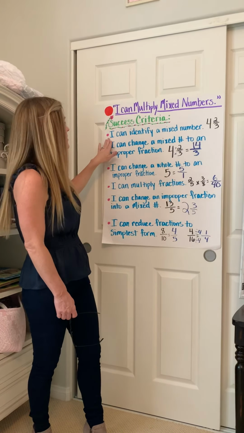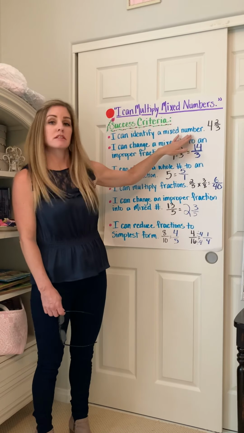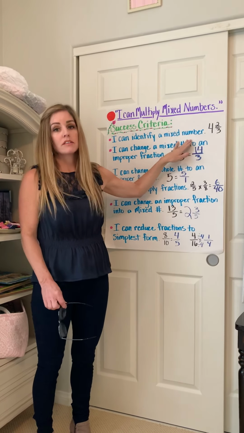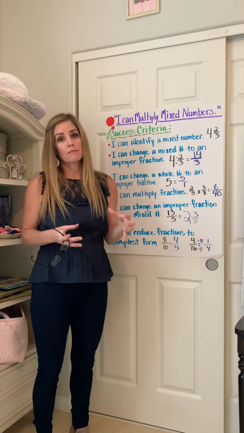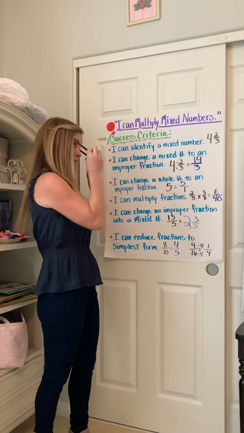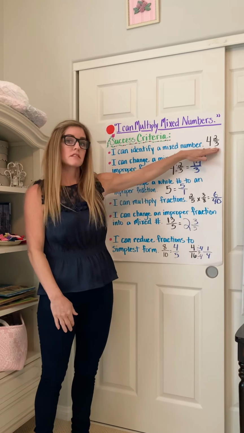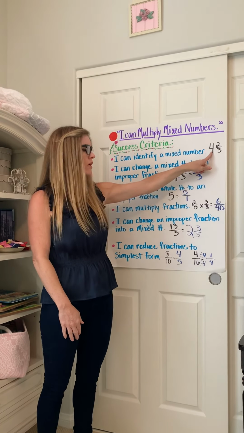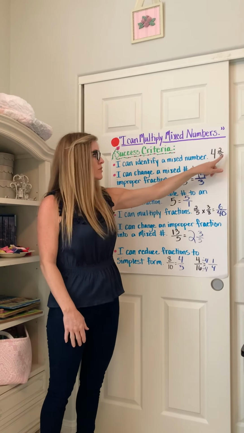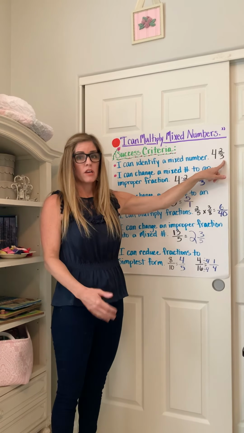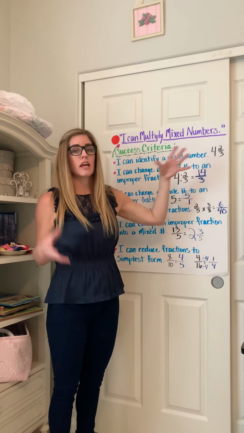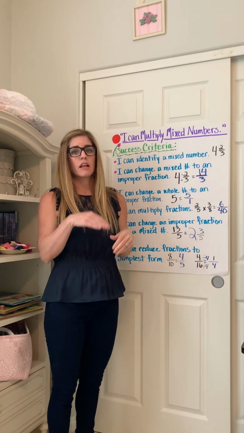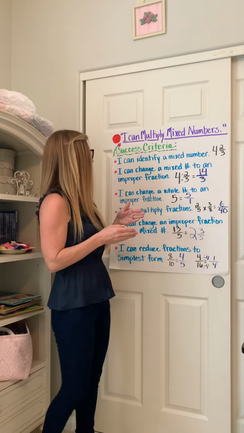All right, our first thing is I can identify a mixed number. A mixed number is a number that's mixed, meaning it has two different types of numbers. So let's take a look. This number right here is a mixed number. Notice the 4 is a whole number, and the 2/3 is a fraction. So because it has a whole number and a fraction, it gets called a mixed number. So a mixed number, again, has a whole number and a fraction, okay?